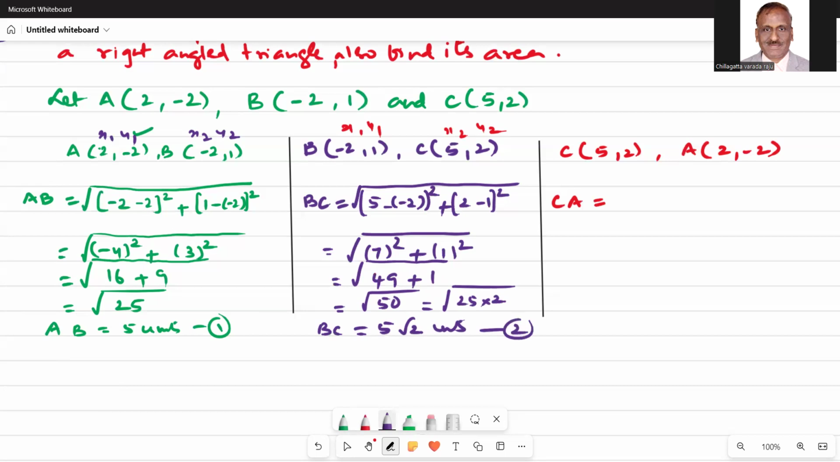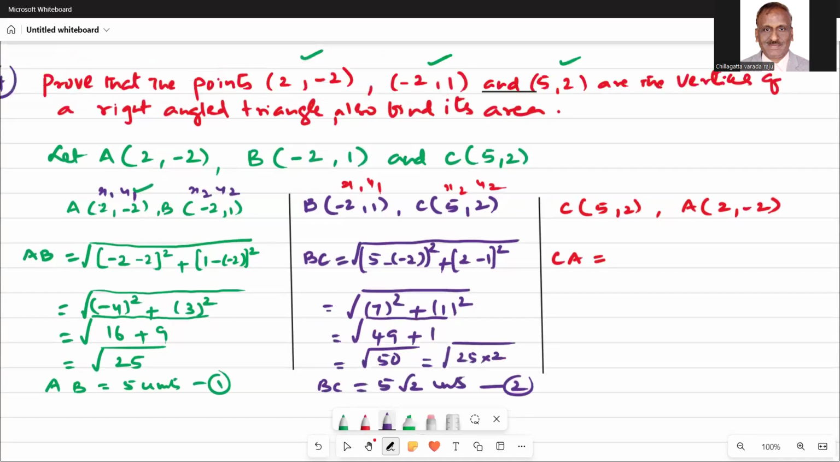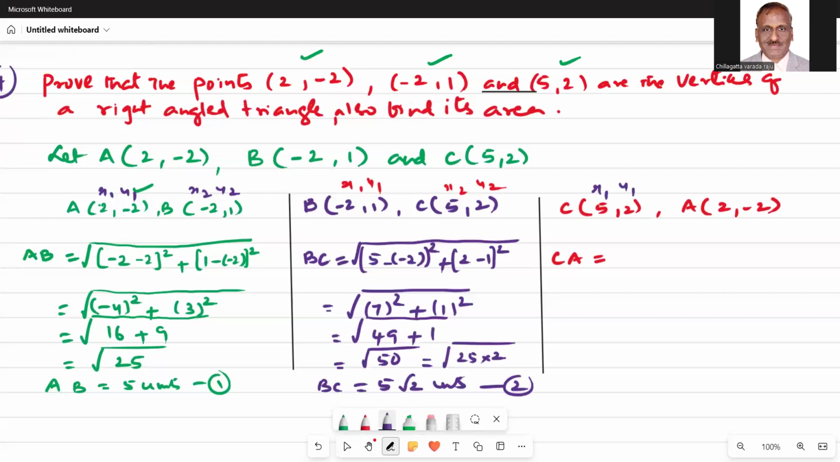So we got the length of AB and the length of BC. Let us find the length of CA now. So in CA, let me mark C as x1, y1 and A as x2, y2. Coordinates of C as x1, y1, coordinates of A as x2, y2. Again, apply this formula. Root of x2 minus x1 gives you 2 minus 5 whole square, plus y2 minus y1 is what? -2 minus 2 whole square.